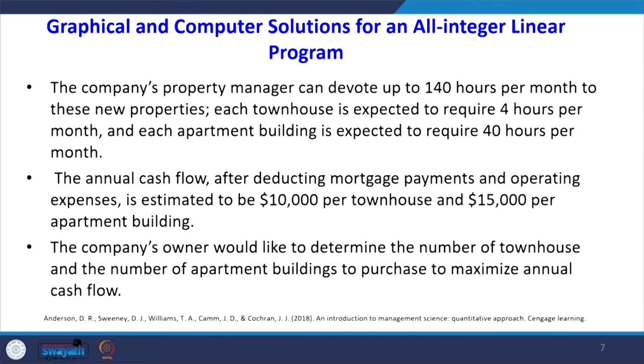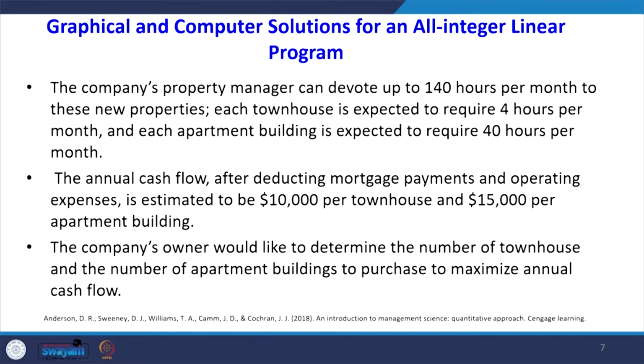Each townhouse is expected to require 4 hours per month and each apartment building is expected to require 40 hours per month. The annual cash flow after deducting mortgage payments and operating expenses is estimated to be $10,000 per townhouse and $15,000 per apartment building. This will be the coefficient of our objective function.